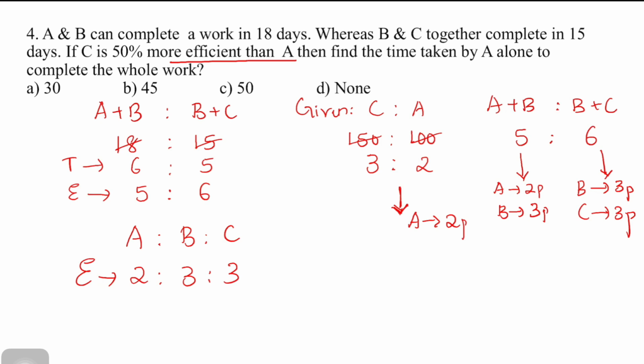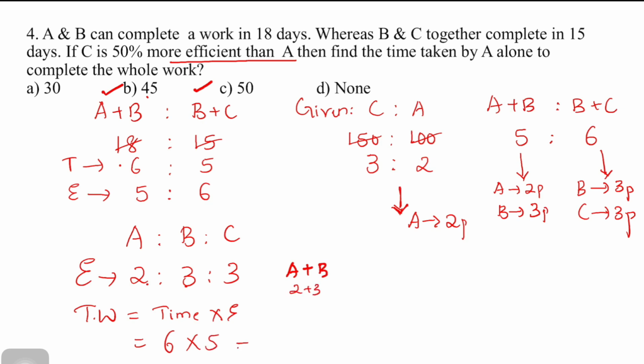So A and B or B and C I can use. We know the total time of A and B and C, so we can use either A and B or B and C to find out total work. Total work is nothing but time into efficiency. We know time of A and B, it is 6 parts. And efficiency of A and B is 2 and 3, so 2 plus 3 which is equal to 5.